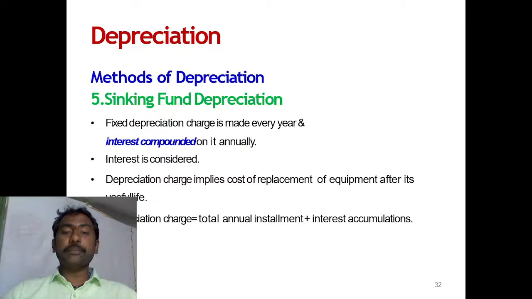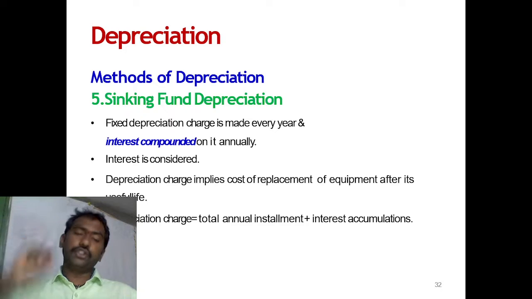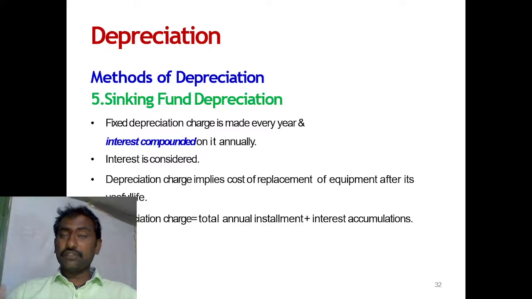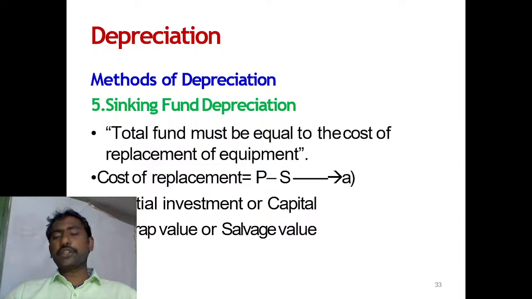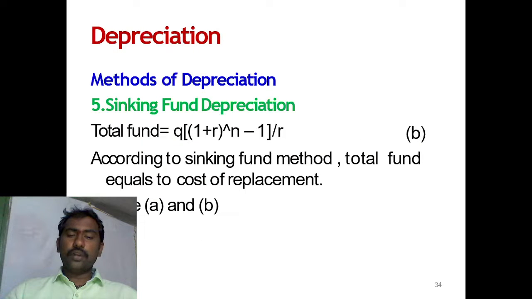The depreciation charge implies the cost of replacement of the equipment after its useful life. The fund credited to our depreciation account every year, which earns interest every year, will be used at the end of the equipment's life for the cost of replacement. That means to replace the scrap value with a new one, this amount will be used. So the depreciation charge is equal to the total annual investment plus interest accumulations. In the sinking fund method, the total fund must be equal to the cost of replacement of the equipment. The cost of replacement equals P minus S, where P is the initial investment or capital, and S is the salvage value or scrap value.